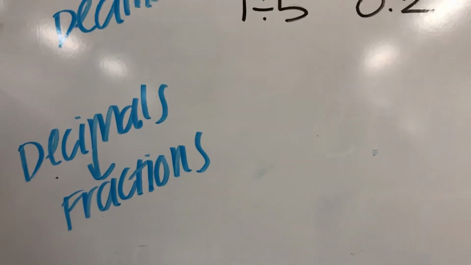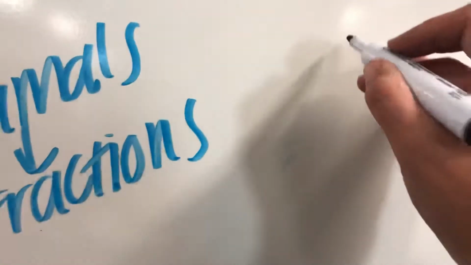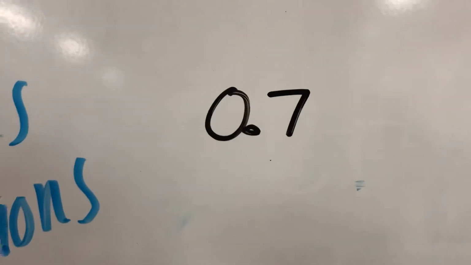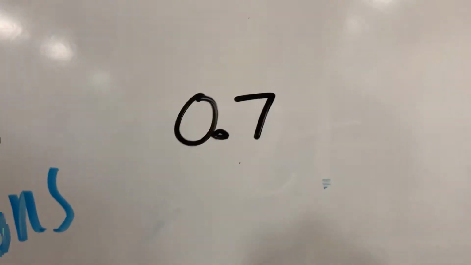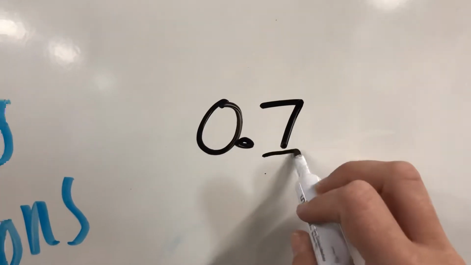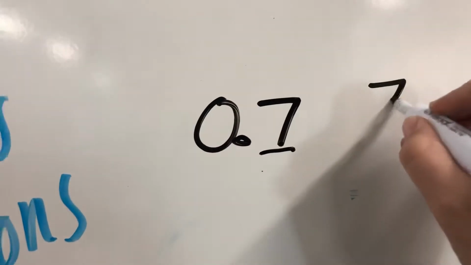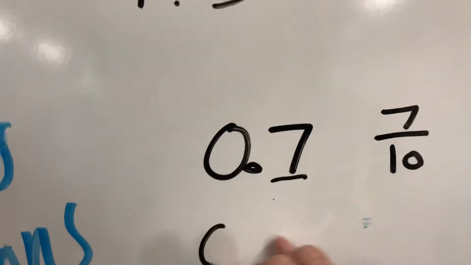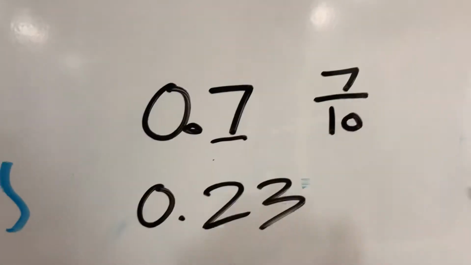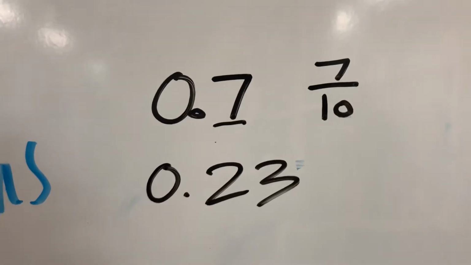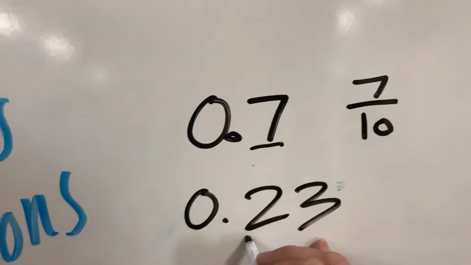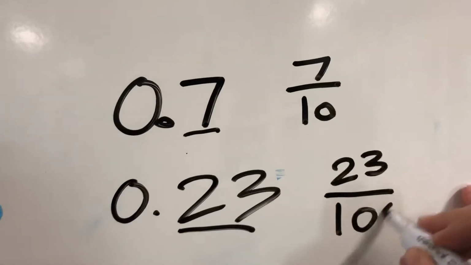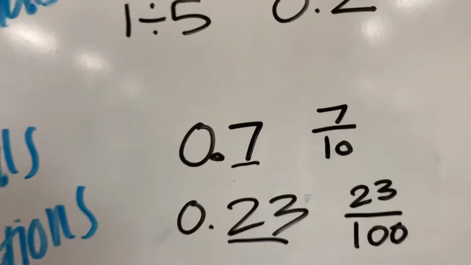Now, decimals to fractions. For example, if I take a look at this one right here and I have 0.7, I'm going to think in my math language how I say that. I say that as 7, and then the place value, tenths. 7 tenths, 7 over 10. If I have a number that goes a little bit further, in this case 0.23, or 23 hundredths, I'd write that as 23 over 100.